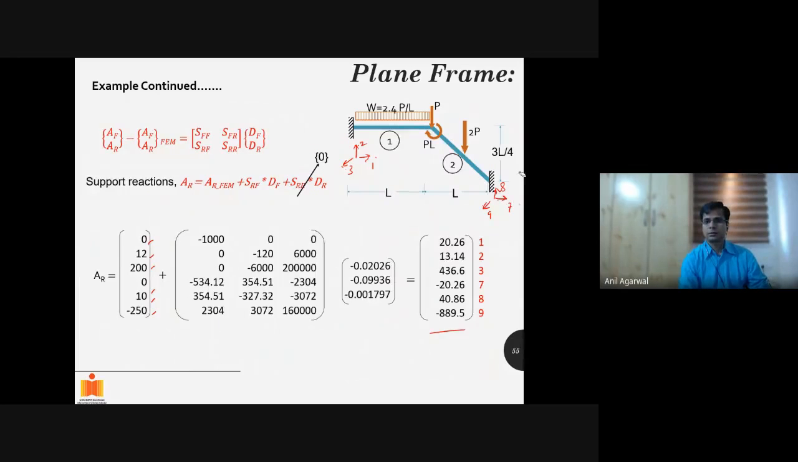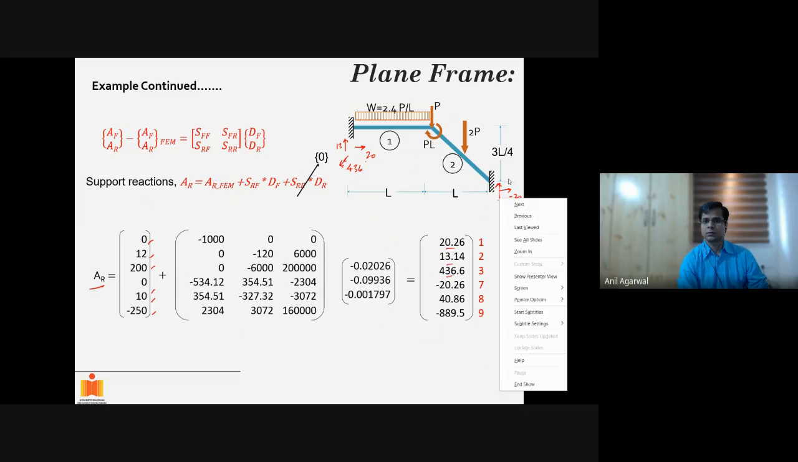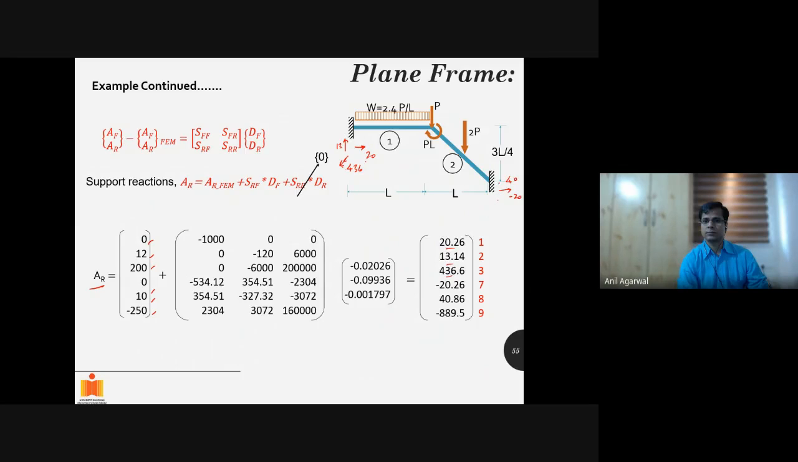see here, if you remember in this slide, we had calculated the reactions, ARs. These were 20, 13, 436. So 20 basically meant that there is a force acting 20 here, there is a force acting 13 here, and there is a moment acting 436 here. Likewise, there is a force acting minus 20 here, there is a force acting 40 here, and there is a moment acting 889.